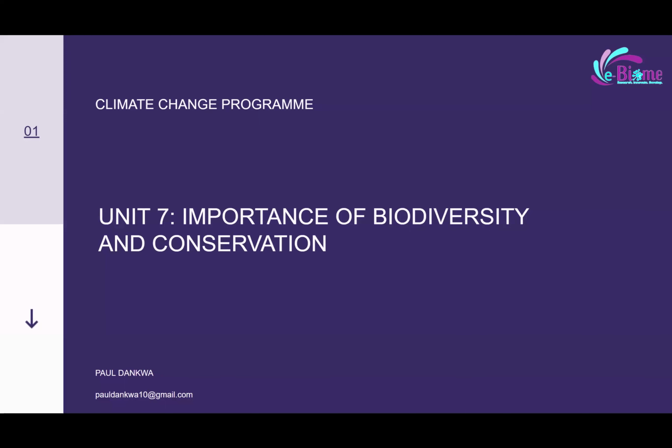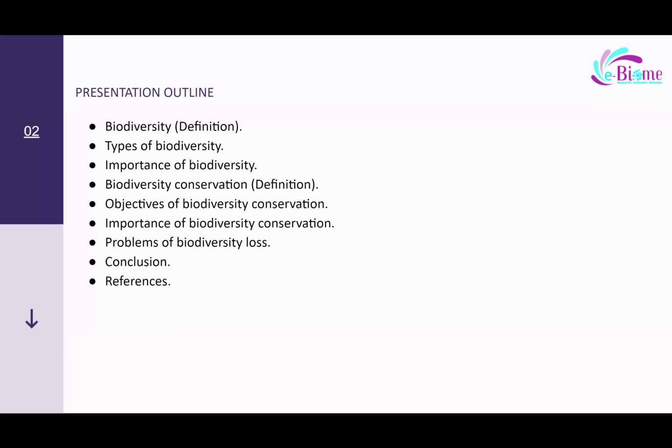So essentially, this presentation focuses on what biodiversity is, what conservation is, and their importance and relevance to the environment and to human society as well. So basically, that's the essence of my presentation. This presentation will cover the definition of biodiversity. We'll talk about the types of biodiversity, the importance, why we need to conserve biodiversity, and what biodiversity is in the first place. We'll look at the objectives of biodiversity, its importance, problems of biodiversity loss, and then we'll conclude it there.